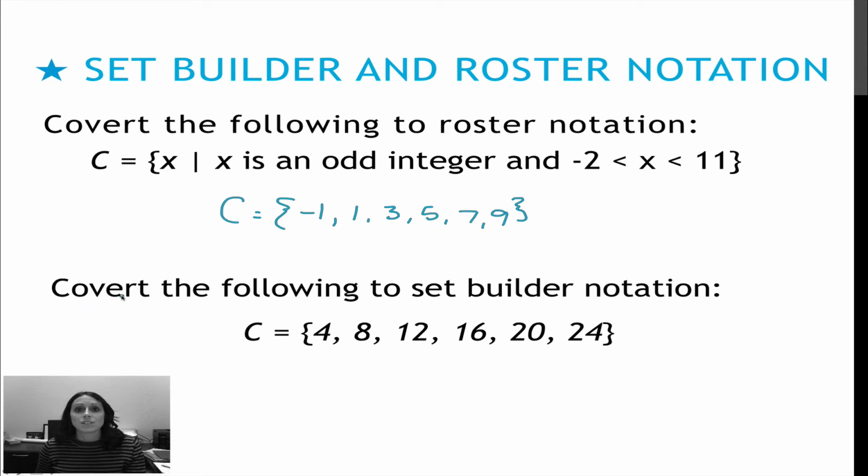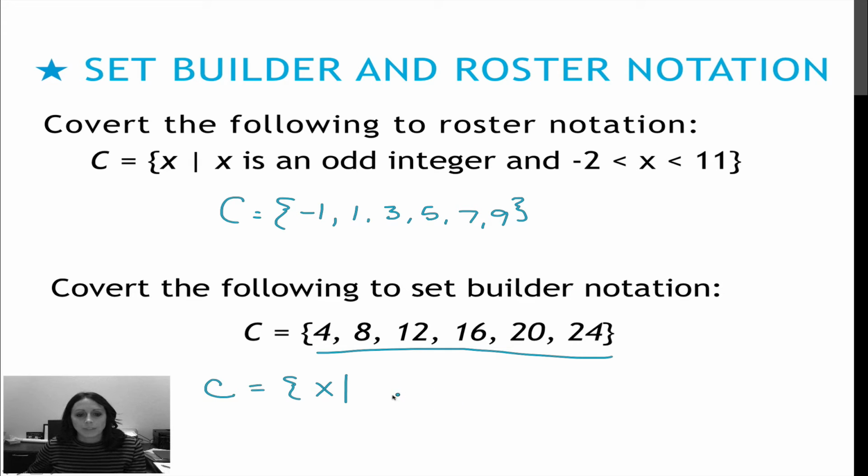My second one is going backwards. So it's going from roster notation to set builder notation. So again, I'm going to use set C equals the set of all x's such that, and then you can either write it in words or basically you're just going to have to describe these in a way that would make sense here. So what I'm seeing is that I've got multiples of 4, and there's different ways to write this. We're going to use the very, very simple way. There is a more complex mathematical way. We're not going to worry about that in this case.